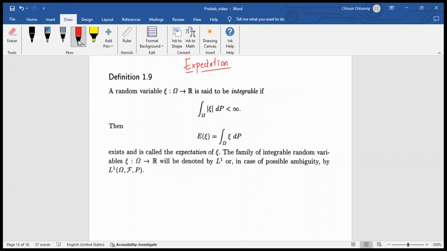So we know already what a random variable is from the previous videos, and definition 1.9 will show you what the expectation of a random variable is. In the probability space (Ω, F, P), a random variable ψ is a map defined from Ω to R. It's not just a map, but also a measurable function, according to the definition of a random variable. So ψ is said to be integrable if it satisfies this condition: the Lebesgue integral of the absolute value of ψ over the domain Ω is less than infinity. This first statement is about integrable functions.